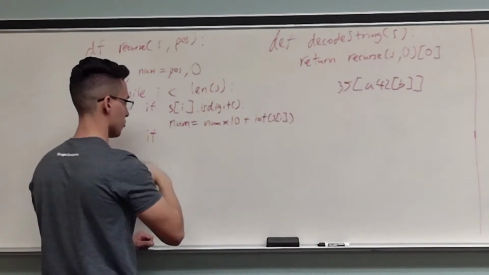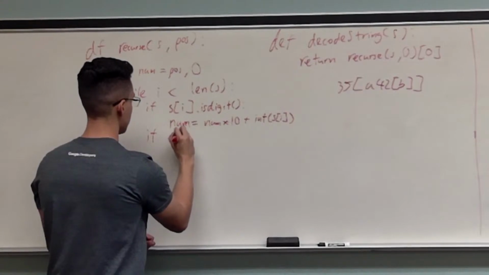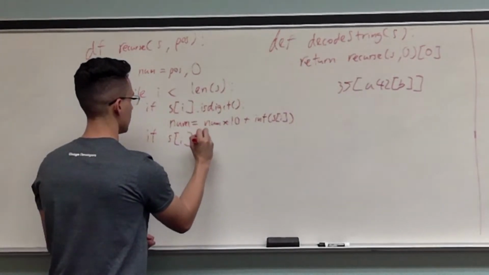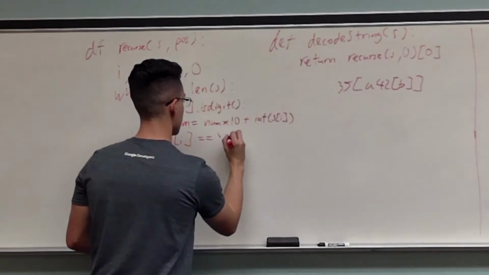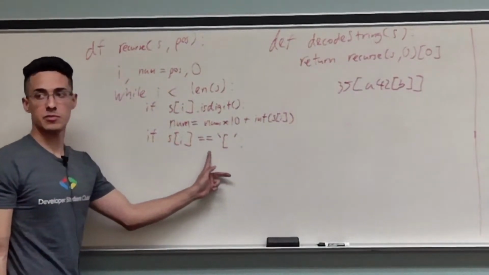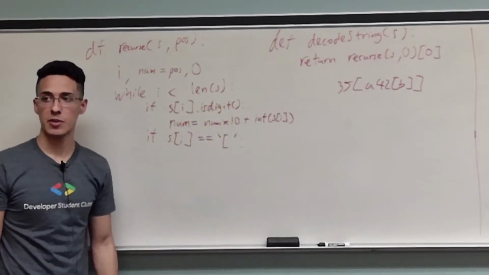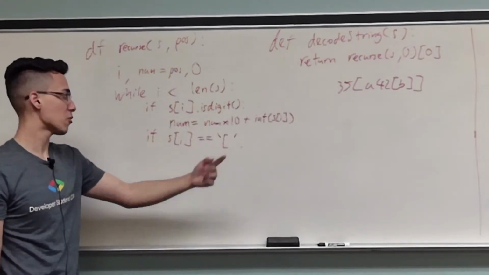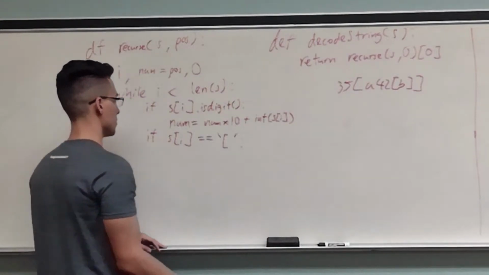Now, maybe it's not a digit. We already calculated the digit part. So what's this part right here? This is checking to see if it's an open bracket, right? So this is the part where we're going to do recursion on this one right here.